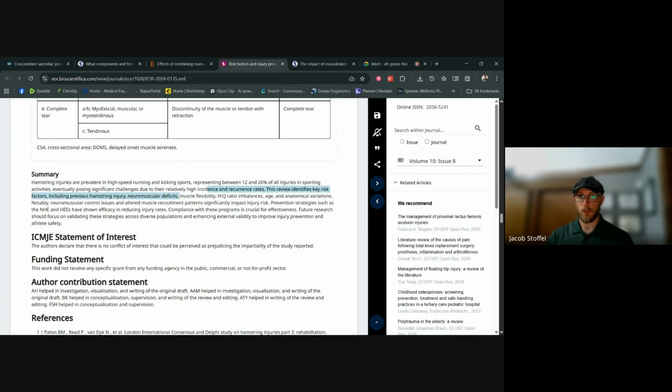Muscle flexibility, muscle imbalances when they actually test it out, age, anatomical variations, and they just kind of highlight a few factors from here. So notably, that neuromuscular control and altered muscle recruitment patterns significantly impact injury risk. This is one of the few points where I actually will open up a discussion on this paper. So what do we do about it?